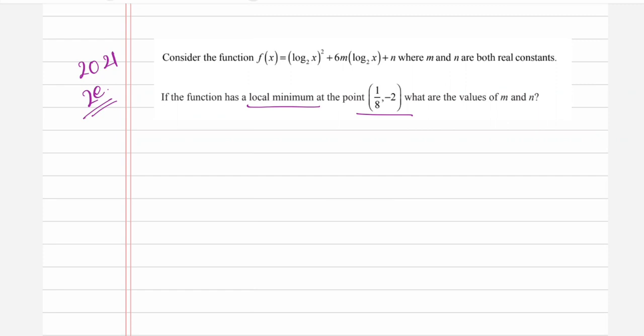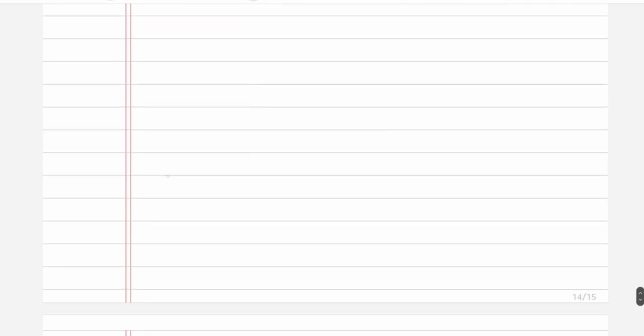So as soon as I see that they are asking for local minimum or maximum, I know that I have to differentiate and then put that equal to 0. That is what we do to find minimum and maximum. So now we have to go back and differentiate the function that we have.